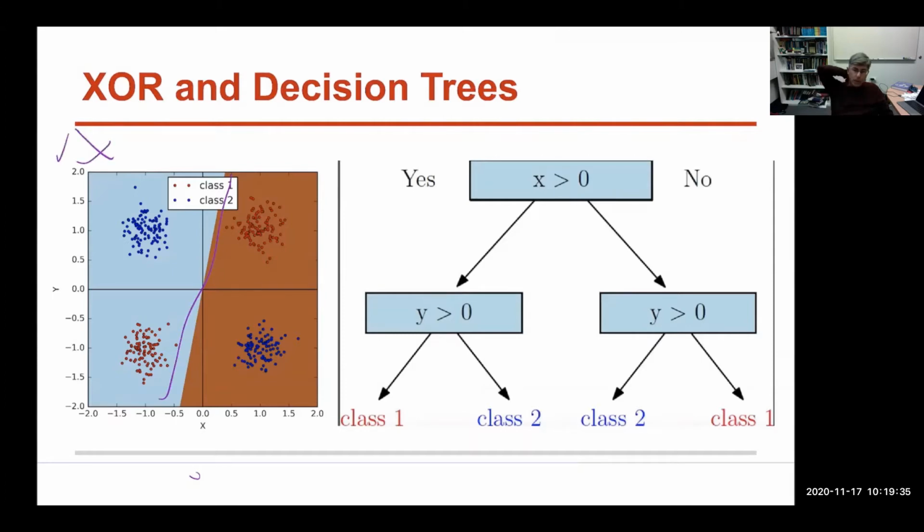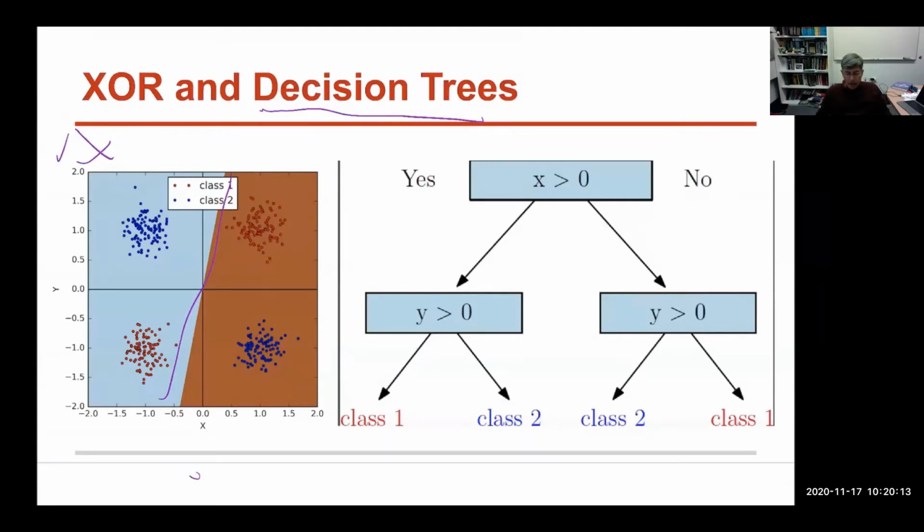Other methods that can build more complicated decision boundaries can successfully recognize these points. And the classic example of such a method would be a decision tree. What is a decision tree? A decision tree is a rooted tree where at every node in the tree we have a test on one of the variables. Based on this test, if it's a binary test, there are going to be 2 descendants.